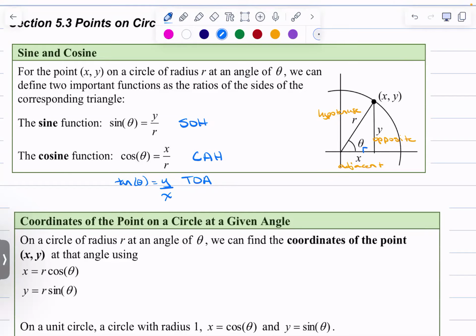What's neat though is if you have an xy coordinate like this, and the sine of theta is y over r, for example, then you could solve for y and say that y is r times the sine of theta. So if you have the radius and you have the theta, then it's going to be r sine theta. That's cool.